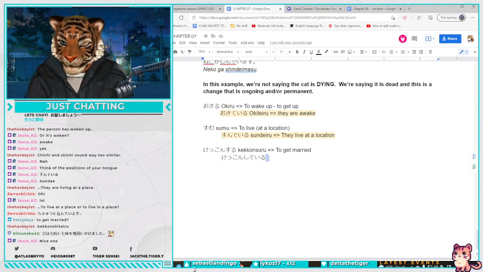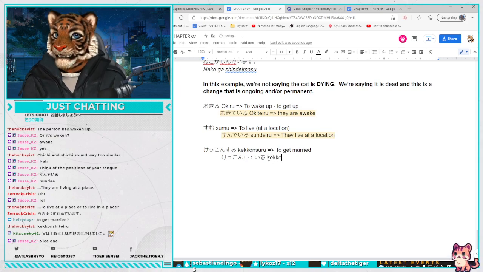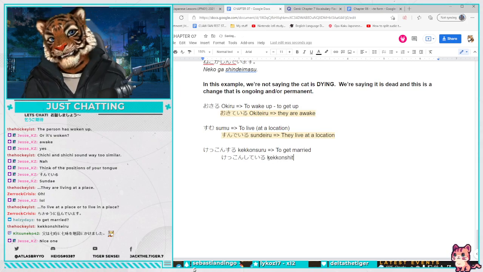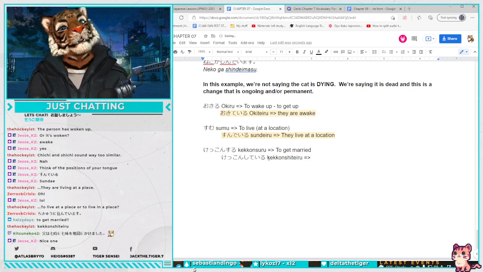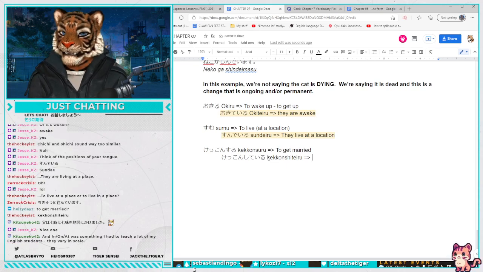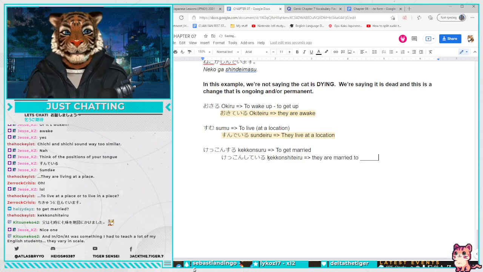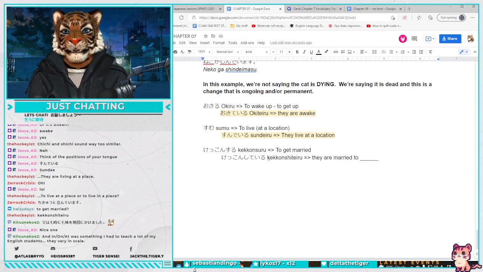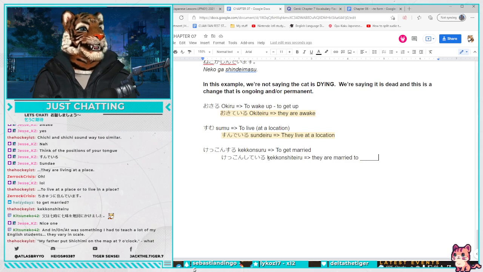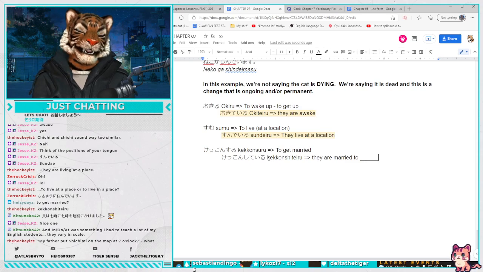So, 結婚している. This does not mean that if you use 結婚, they're marrying someone, it means they are married. Married to blank. Or that they're currently married to someone. Basically, after a wedding, you would always use this. You could say 母は父と結婚してます. My mother is married to my father, kind of thing.